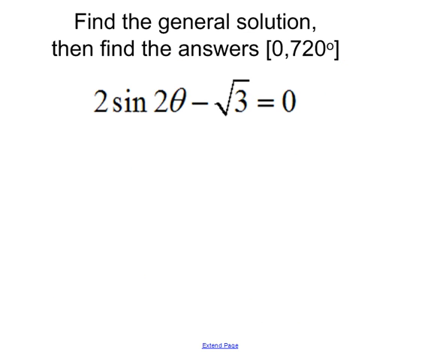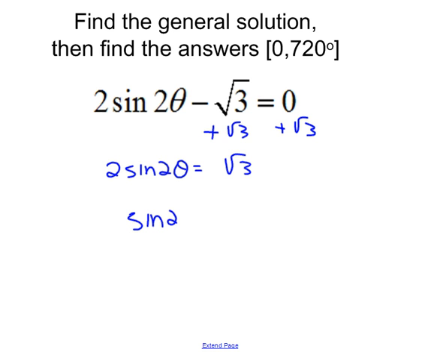All right, let's try another one. This one has a few more different kinds of transformations. So again, outside transformations first, we are going to add root 3 to both sides, which gives me 2 sine of 2 theta is root 3. Then we're going to divide by 2. So sine of 2 theta is root 3 over 2.